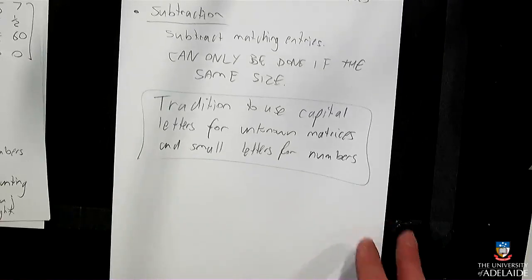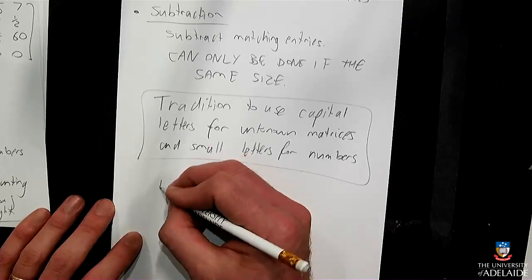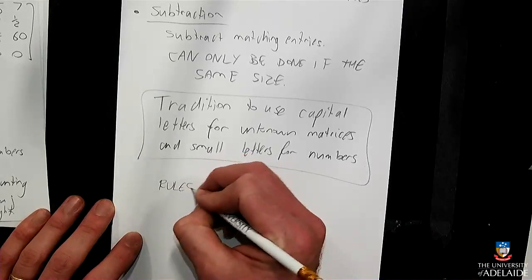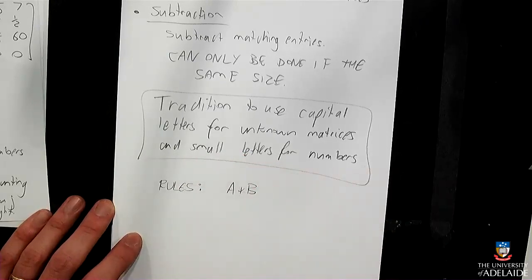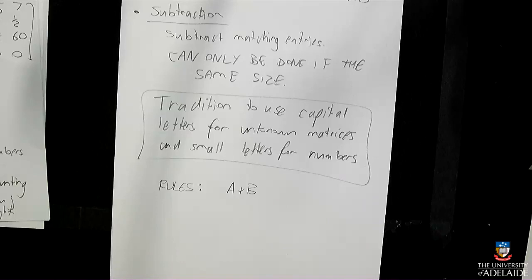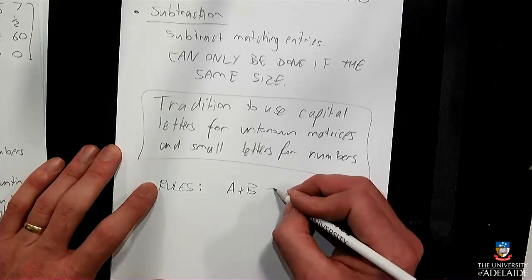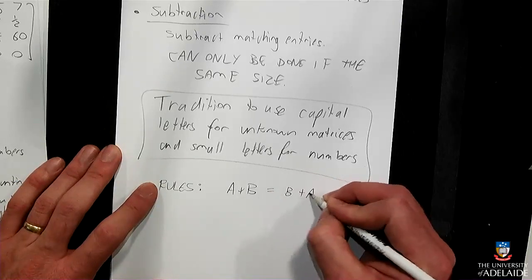Okay, so we've got addition and subtraction, and it's useful to know some things about addition and subtraction of matrices. So here are some rules so far. When you add two matrices, matrix A and matrix B, if it's possible to add them, obviously. If it's not possible, then nothing happens at all. Then it's the same answer as when you add them the other way around.